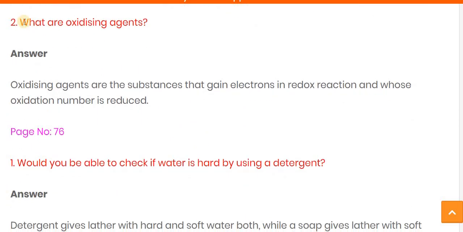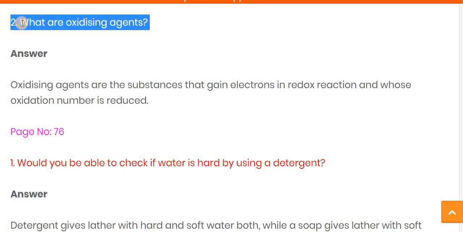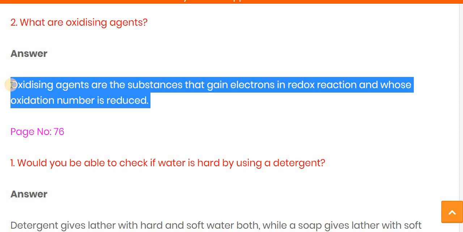Now let's see the second question. What are oxidizing agents? An oxidizing agent is a substance that gains electrons during the reaction, and due to this the oxidation number of that particular substance is reduced. That is known as an oxidizing agent. Let's see the answer. Oxidizing agents are the substances that gain electrons in the redox reaction and whose oxidation number is reduced.